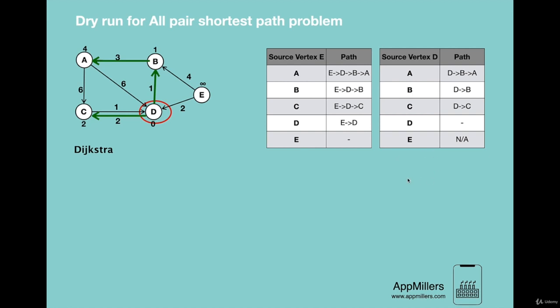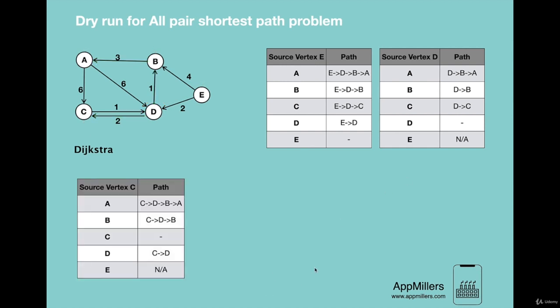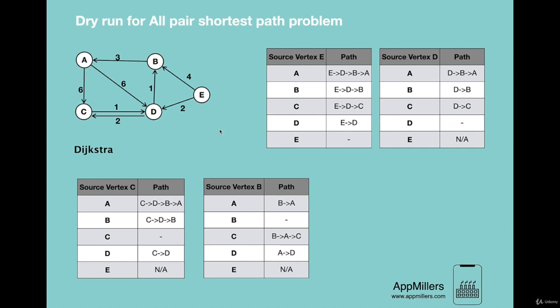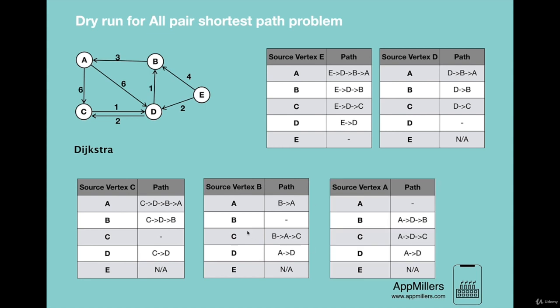If we continue to the next iteration, for example we take C as a source vertex, then based on this we calculate the cost. I'm not going into the details because I have explained it in the single source shortest path problem. Here I'm showing the solution for vertex C when it is the source vertex. Then in the next iteration we take B as the source vertex, and based on that we calculate the paths, so the optimum path will be like this. And in the next iteration we take A as a source vertex and calculate the shortest path to all other vertices based on A.